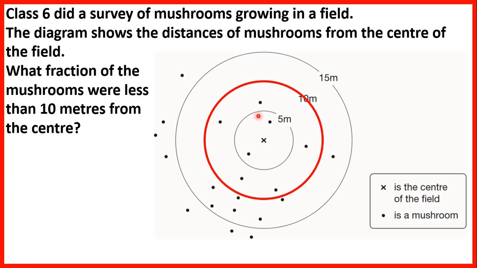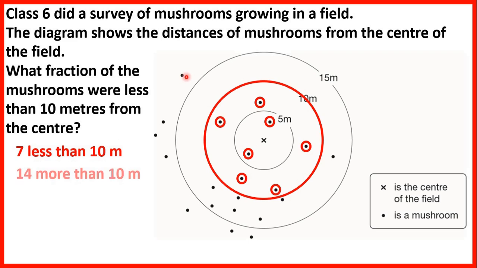Now, what fraction of the mushrooms were less than 10 metres from the centre? So here we need to work out how many dots we have inside the circle. So we can count 1, 2, 3, 4, 5, 6, 7. So we have 7 less than 10 metres, and we know from the first part of our question that there are 14 mushrooms outside the 10 metre circle.